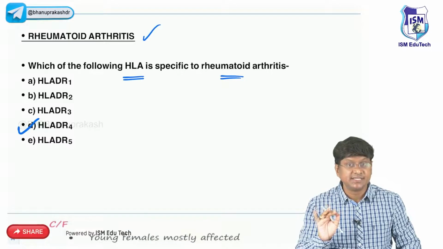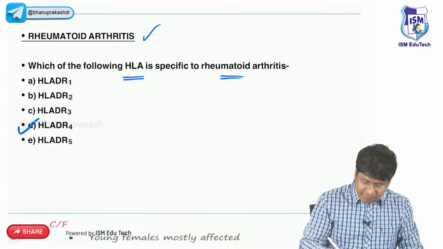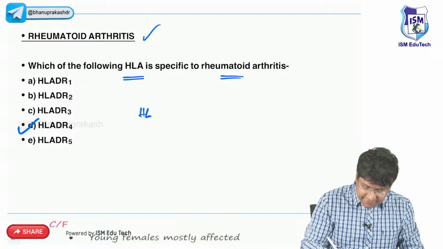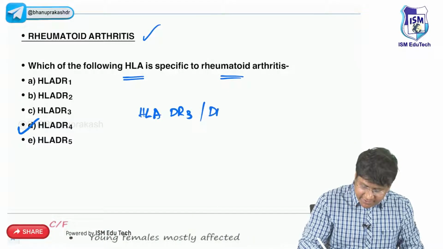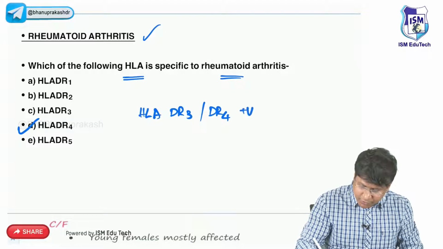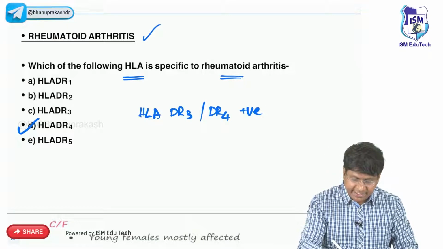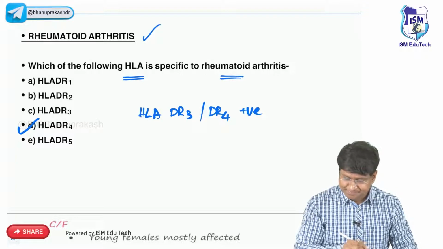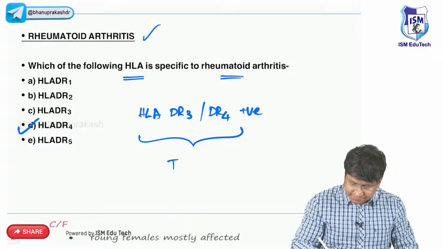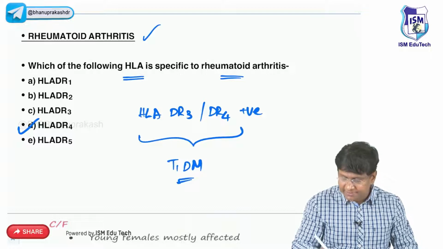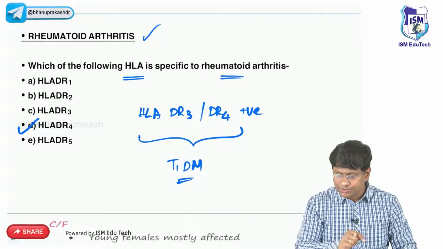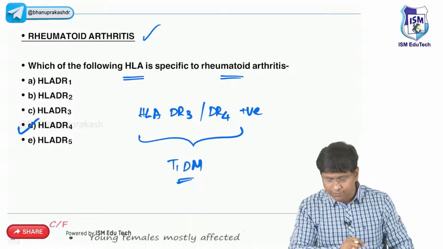Very good. So that is the HLA DR4. What is the condition where you have HLA DR3 and DR4 which is positive? Any one of you? In which condition you have both HLA DR3 as well as DR4 being positive? That is in type 1 diabetes mellitus. In type 1 diabetes mellitus, you have both HLA DR3 as well as DR4 being positive.